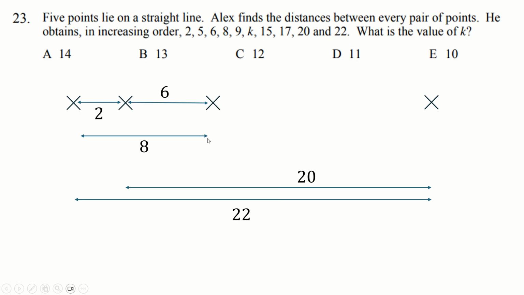So, okay, but then going further, because this distance is 8, the distance between these 2 must be 14, right? And you don't have a 14 in the list, but k is nicely in that space, so k must be the 14.